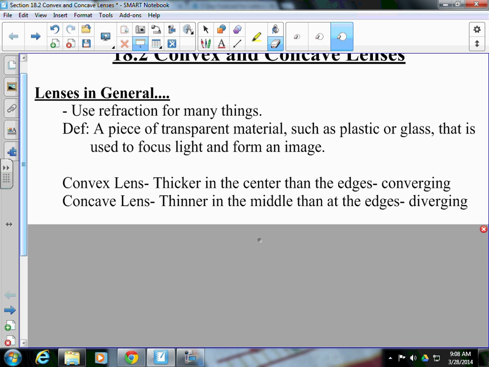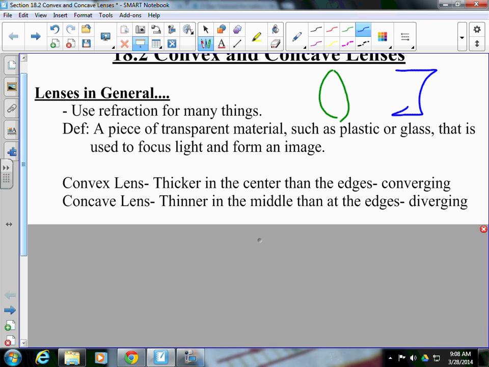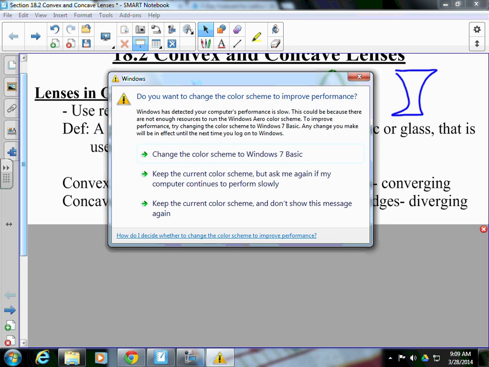Now, a convex lens is thicker at the center than it is at the edges. So your typical convex lens is going to look like this, and your typical concave lens is going to look like that. It's skinnier in the middle than it is at the edges. A concave lens is always going to have diverging light, whereas a convex lens is going to have converging light.